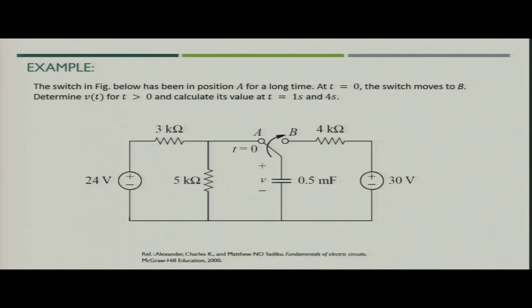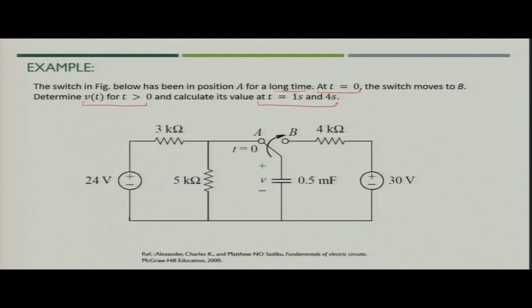Now let us take one example and understand what we have discussed so far related to the RC circuit. In this figure, the switch has been in position A for a long time. At time t equal to 0, the switch is moved from A to B. So the circuit will become like this, and we have to find the value of voltage at time t for t greater than 0, and calculate the value of voltage at time t equal to 1 second and 4 seconds.